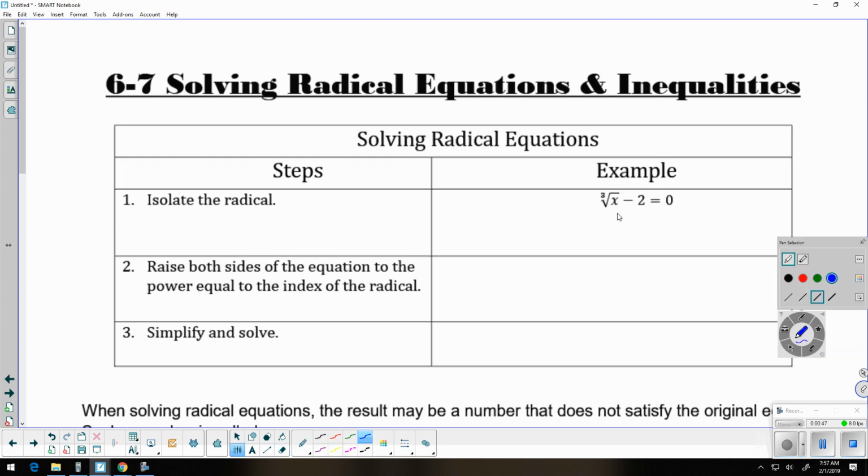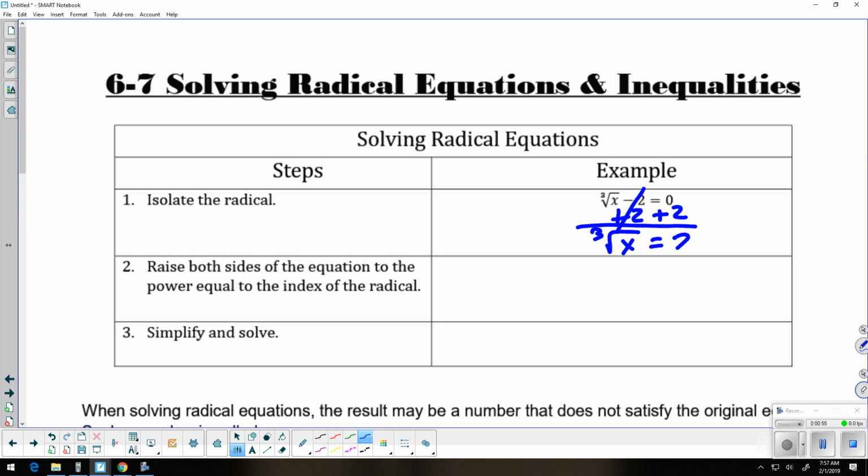Let me get my marker going. Okay, again, I'm going to add 2 to both sides. So step 1, just isolate the radical. So now the radical is isolated, equals 2. Okay, so let me drop that down here. We got the cubic root of x is equal to 2.